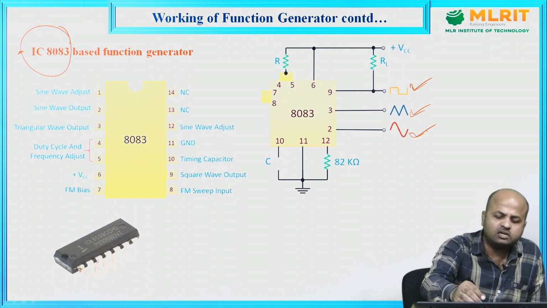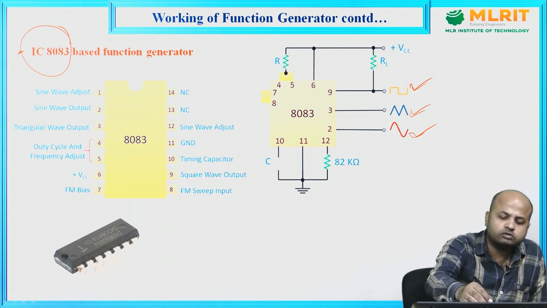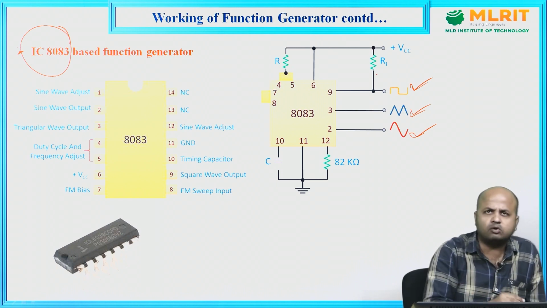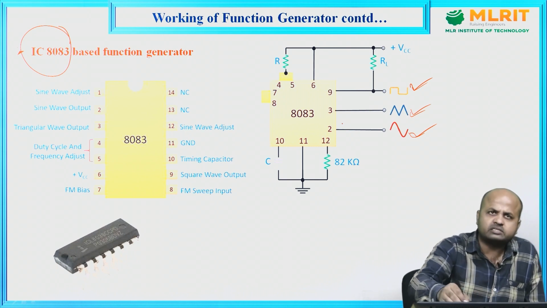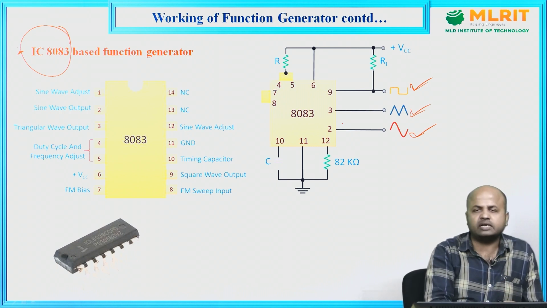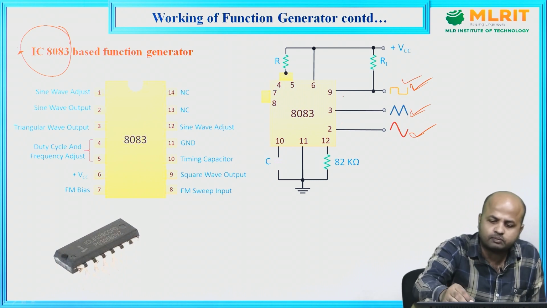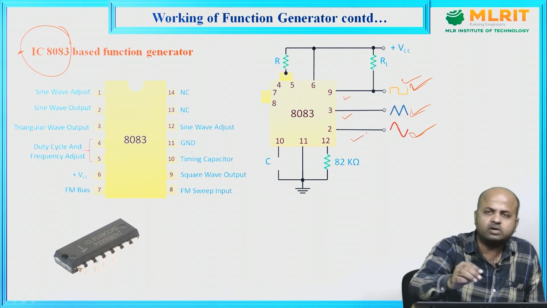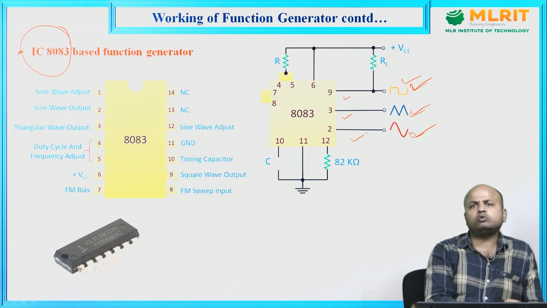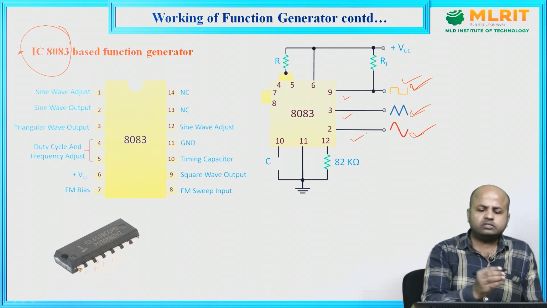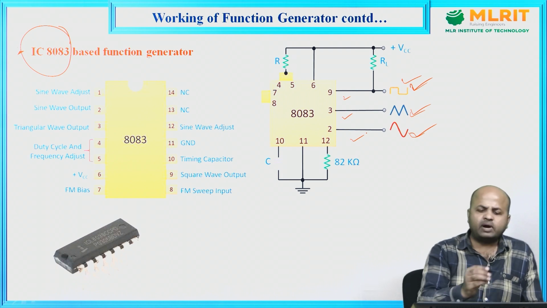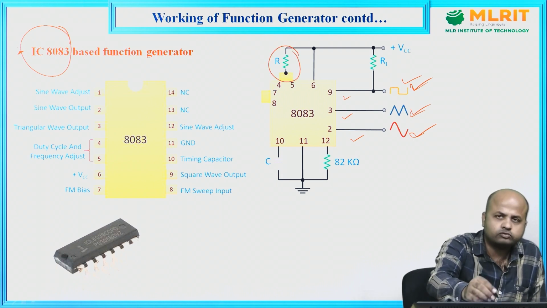So you have to make the circuit connection. You short pins 4 and 5 and connect one resistor. Between VCC and pin number 9 you connect one load resistance. You make the circuit connection like this. In the 8038 function generator IC, you can get the square wave from pin number 9, the triangular wave from pin number 3, and the sine wave from pin number 2. So IC 8038 is basically an inbuilt function generator IC which can give three different types of wave, that is square wave, triangular wave, sine wave, provided that you make the circuit arrangement as shown in the diagram.